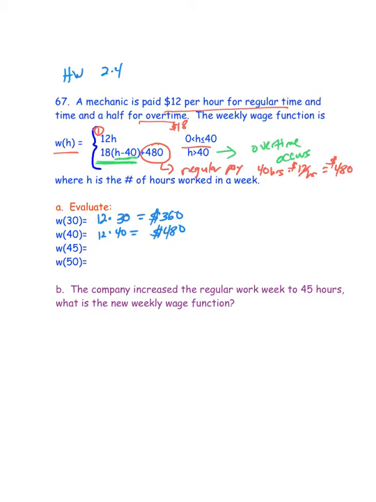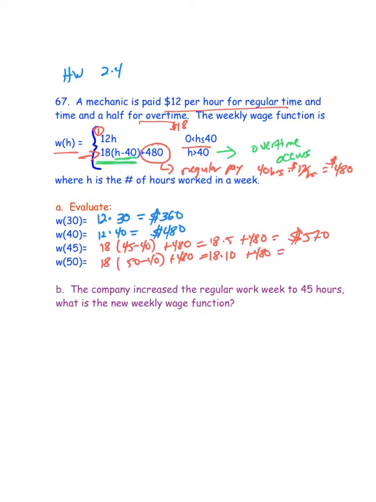What happens when we get to 45? When we get to 45, we are going to use this second piece, so we're going to have 18 times 45 minus 40 plus 480, so that's going to be 18 times 5 plus 480. 18 times 5 plus 480 is 90 plus 480, which is 570. And W of 50, we're also on the second piece, so we'll do 18 times 50 minus 40 plus 480. So it's 18 times 10, or 180, plus 480, which is $660.